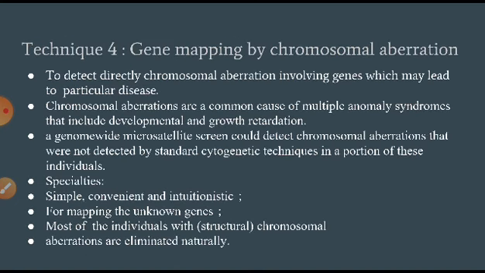Technique 4: gene mapping by chromosomal aberration. Chromosomal aberration means any kind of defect in the chromosome. It is used to directly detect chromosomal aberrations involving genes which may lead to a particular disease. Chromosomal aberrations are a common cause of multiple anomaly syndromes that include developmental and growth retardation.